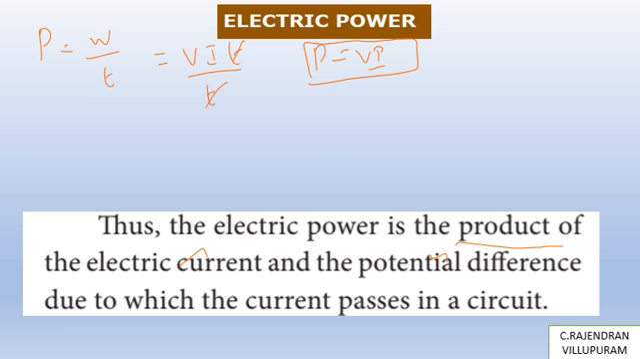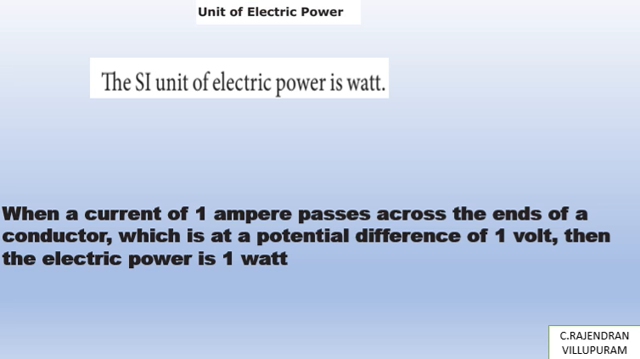After that, you have to know what is the unit of electric power. The unit of electric power is watt. The SI unit is watt. In the FPS system, it is horsepower, HP. 1 HP is equal to 746 watt. That is already given in your book. So these are things you have to know.